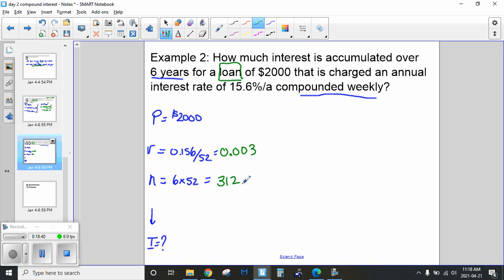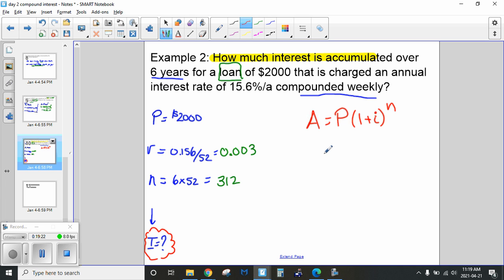So that's just stuff given in the question, and now I'm going to look and make sure we know what we're solving for. How much interest is accumulated? So I is what we're solving for. That's not actually part of our equation. If you remember the compound interest formula from an earlier slide, capital I is not part of that equation. We will be able to figure it out, but we're going to have to do this equation first and then figure out the amount of interest.